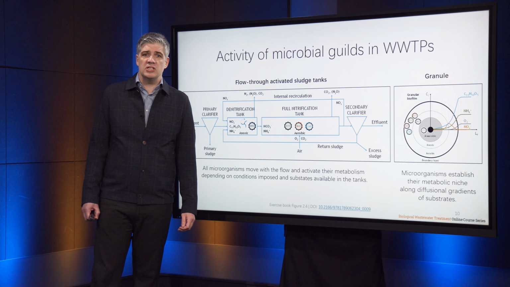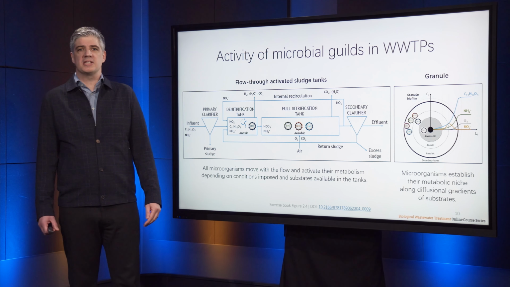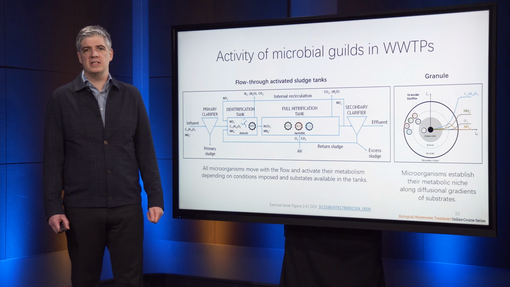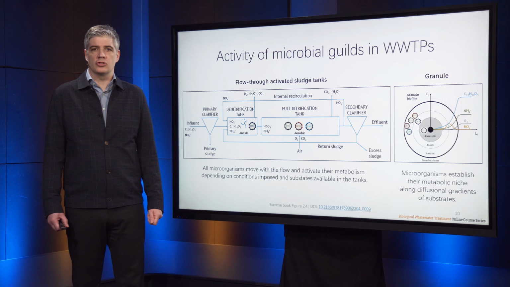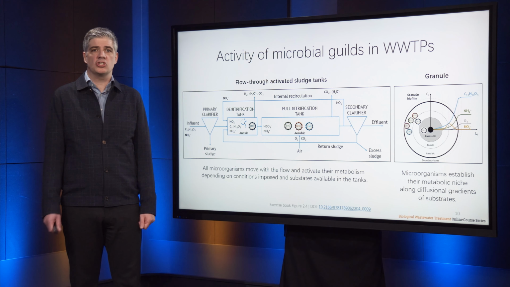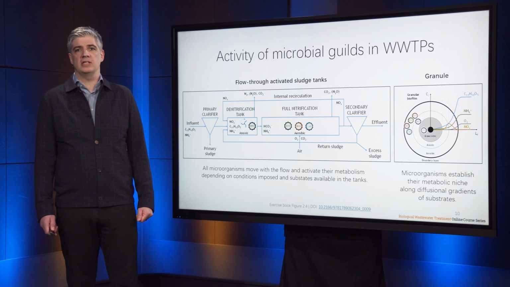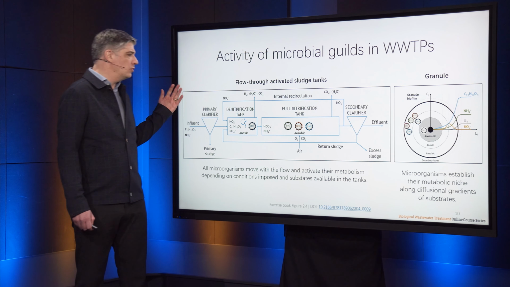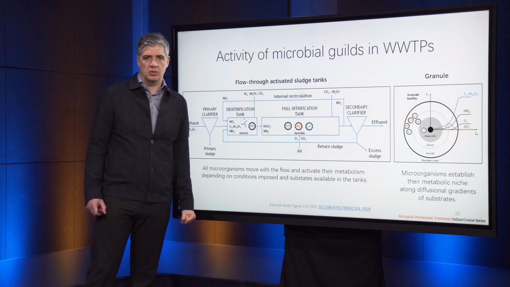The metabolic sketches of wastewater treatment plant microorganisms can further help you identify which conditions are needed in the sludge tanks to select for each microbial guild, and where to position each tank and redox condition in the flow scheme, depending on the availability of substrate that flows with the wastewater and the mixed liquor.